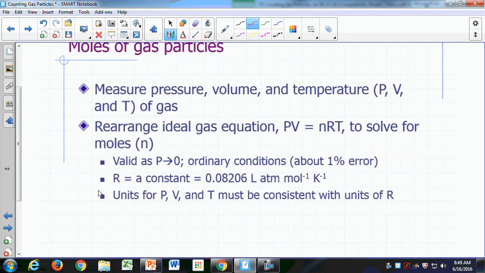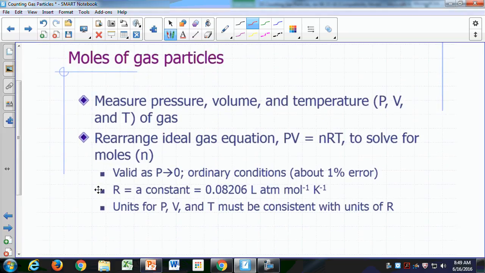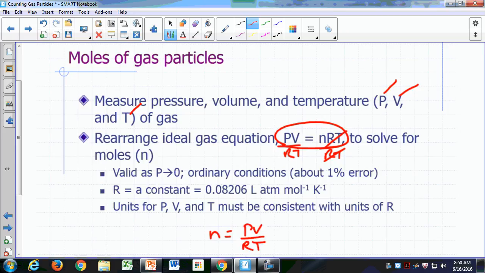All right. How do you measure the number of moles of particles? Like I said, we use the ideal gas equation. So the information you need would be the pressure of the gas, the volume of the gas, and the temperature of the gas. Because if you rearrange this equation to solve for n, what do you get? n equals, so I divide both sides by RT, n equals PV over RT. So if you know the pressure, the volume, and the temperature, you can solve for n.